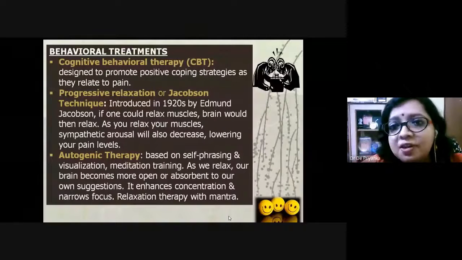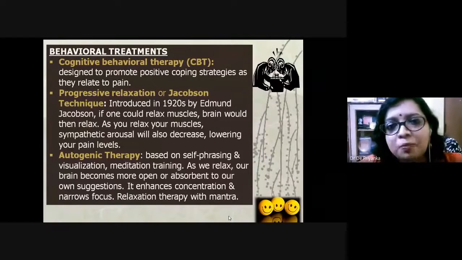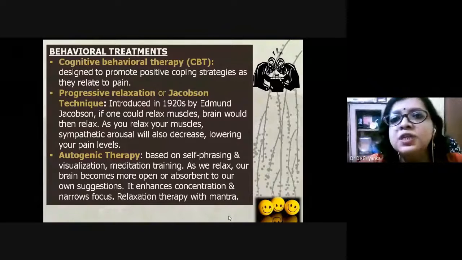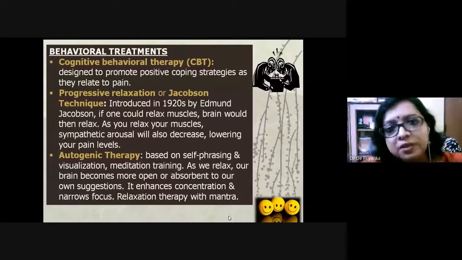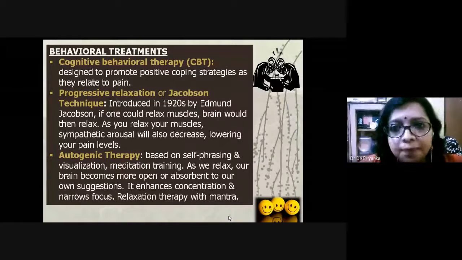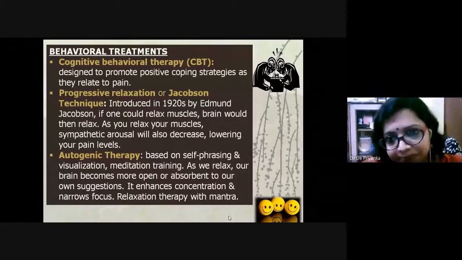And behavioral therapy should also be there, because just like any medications or any psyche healing, your mind has to be tuned. So for that, cognitive behavioral therapy is boosting or promoting the positive affirmations in your life that are related to the pain. So chronic pain can be treated with the help of cognitive behavioral therapy.